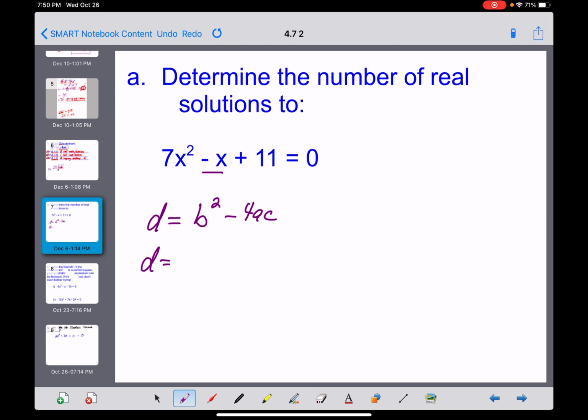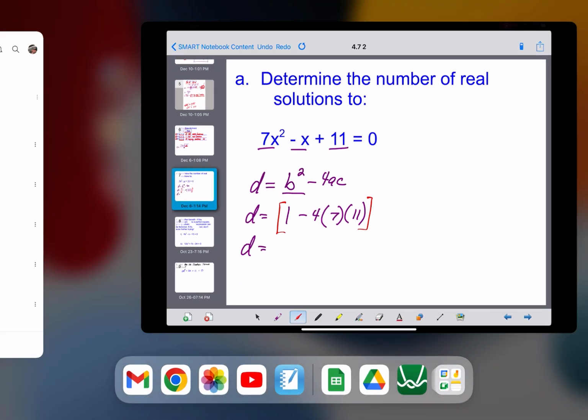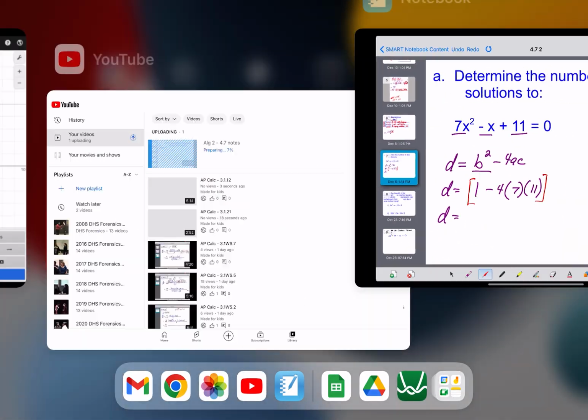So here we go. Our b value right there is negative 1. So negative 1 squared, negative 1 times negative 1, is positive 1. Minus 4 times an a value of 7 times a c value of 11. Okay, so D is equal to, and if I were you guys, I would type all of that into my calculator in one step. And in fact, I might do that too, because I think we end up with something ugly here. 1 minus 4 times 7 times 11.